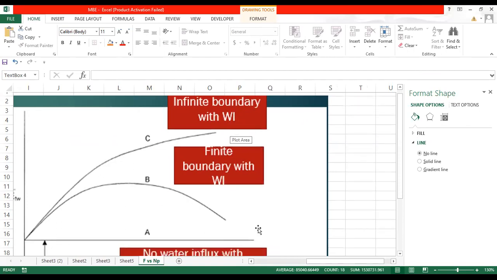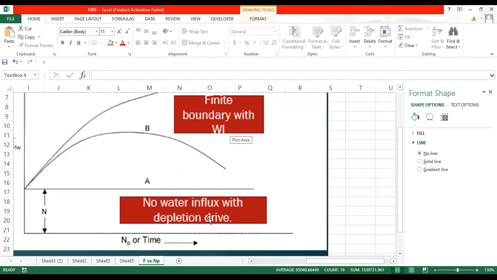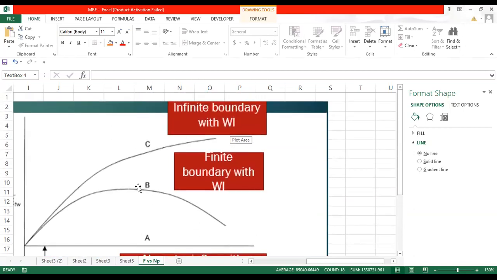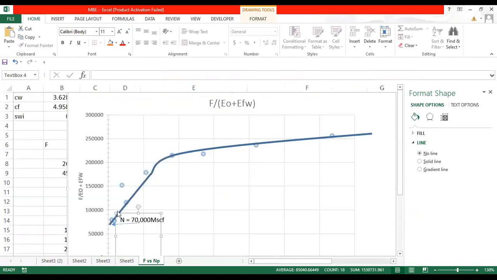When it comes to A, there is no water influx. The drive mechanism is related to depletion, that is, solution gas which was present inside the oil. But here it is showing a trend matching with C, that represents the infinite boundary. So this is how the trend of the graph looks. This is one thing about the material balance equation.